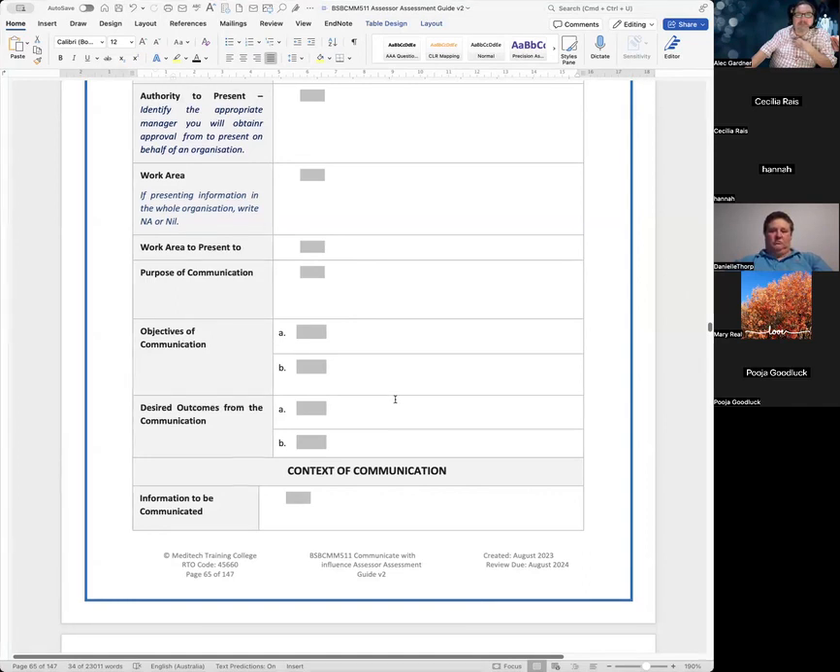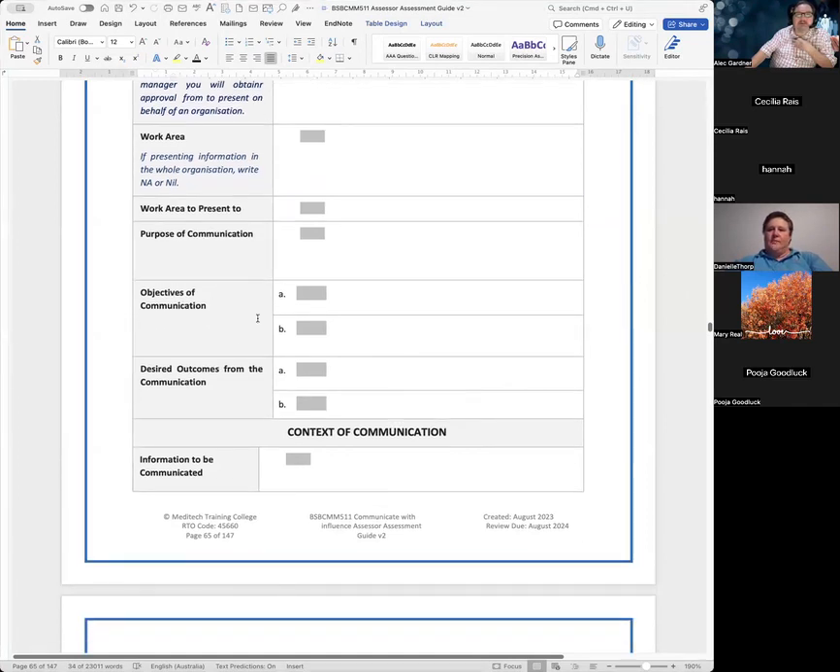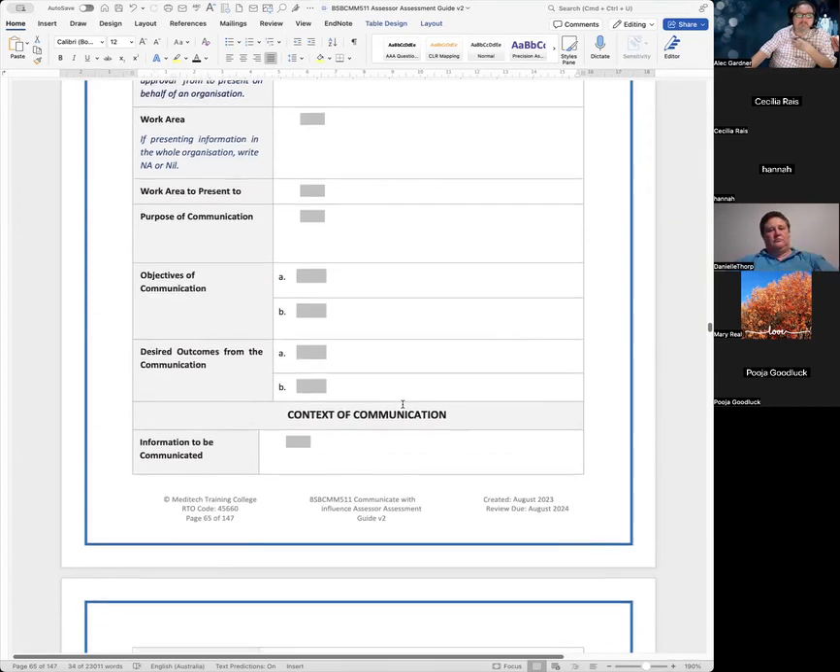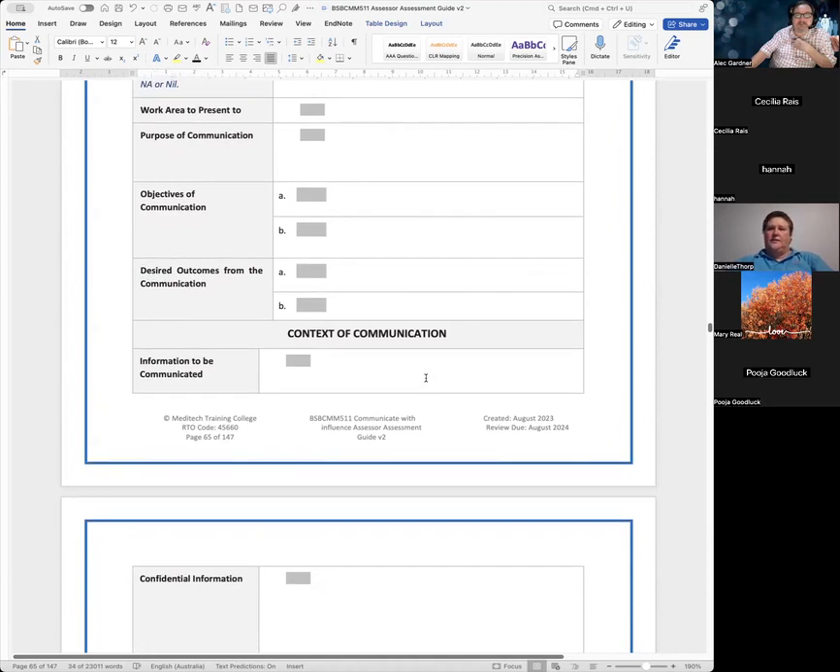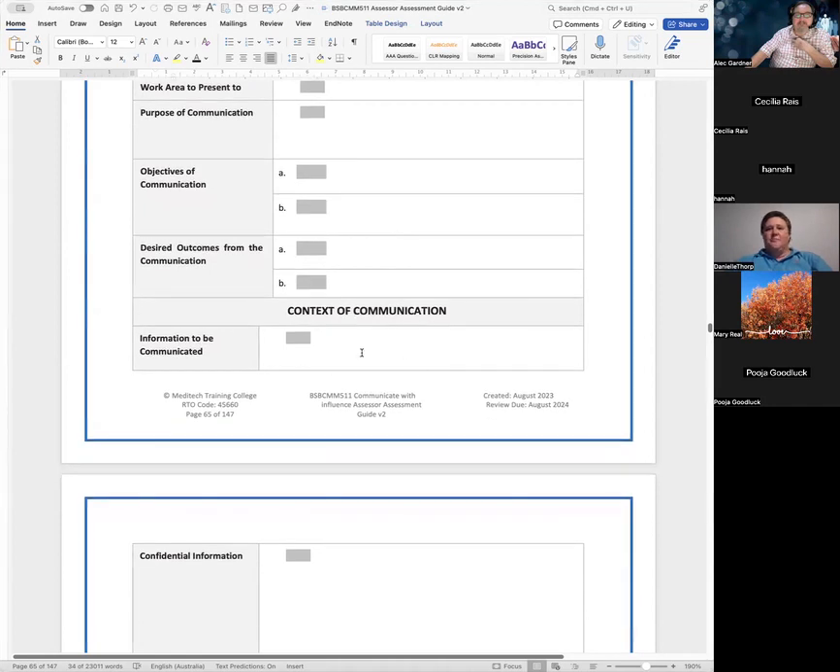So we'll be looking at those three different areas. The A and the B will be for at least 2 objectives and 2 outcomes. So obviously your objectives are going to be met in your outcomes. Of course they are. Yeah, that's a given.